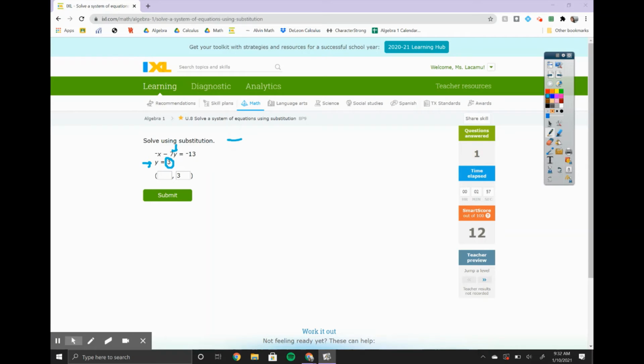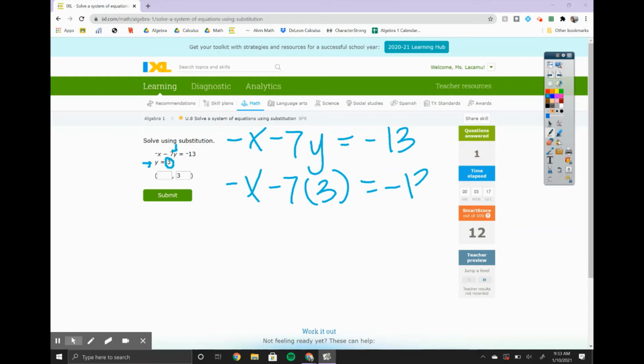And I have negative x minus 7y equals negative 13. So we just take that original equation, and we're going to replace that y with a 3. So negative x minus 7 times 3 is negative 13. Then we're going to multiply out. So negative 7 times 3 would end up being negative 21. It's going to equal negative 13.